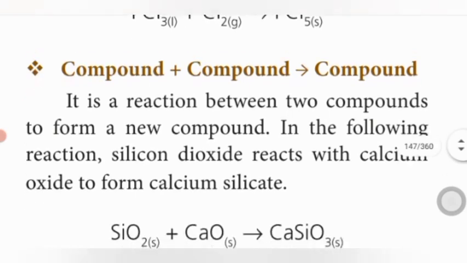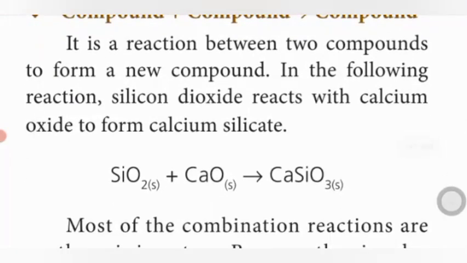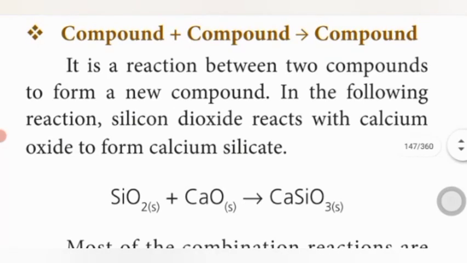For example, silicon dioxide, formula SiO2, reacts with calcium oxide, formula CaO, to form calcium silicate, formula CaSiO3. Silicon dioxide is a compound, calcium oxide is a compound. Two compounds combine to form a new compound. The new compound's name is calcium silicate, formula CaSiO3.